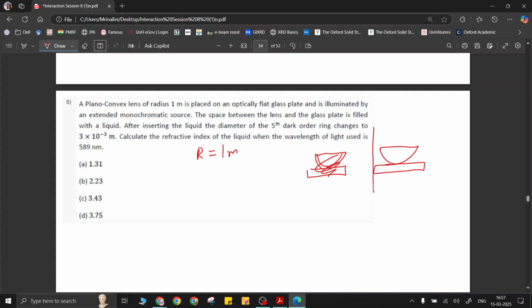Usually we were talking about this setup being filled by air, but right now, as told in this question, it is filled by a liquid. After inserting the liquid, the diameter of the fifth dark order ring changes to this. Calculate the refractive index of the liquid. The wavelength of light used, the same source of light, we'll keep on using, but when we change the gap from air to this liquid, the diameter of the fifth dark order ring changes.